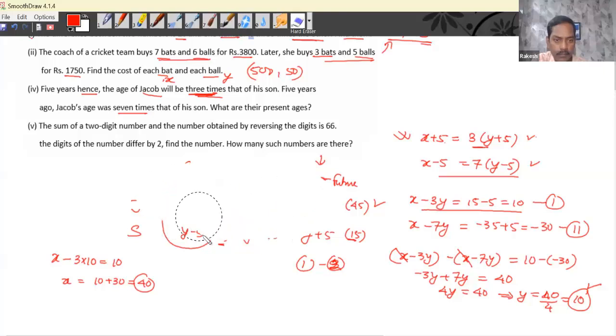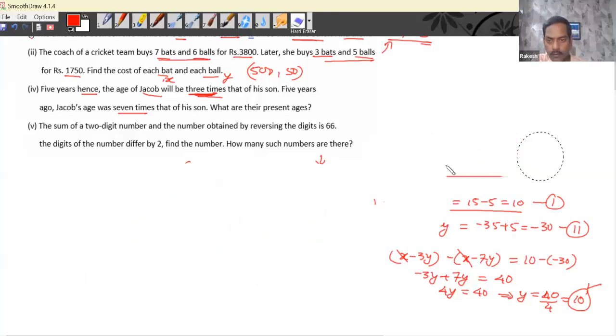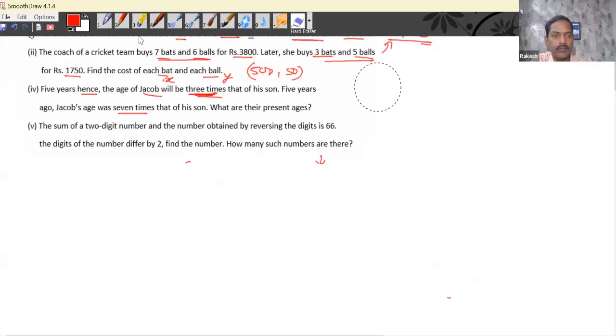So let's take the last question. Let me remove everything. The last question is that the sum of the two-digit number and the number obtained by reversing the digits is 66. The digits of the number differ by 2. So the two conditions are given about a two-digit number. We have to find how many such numbers exist.